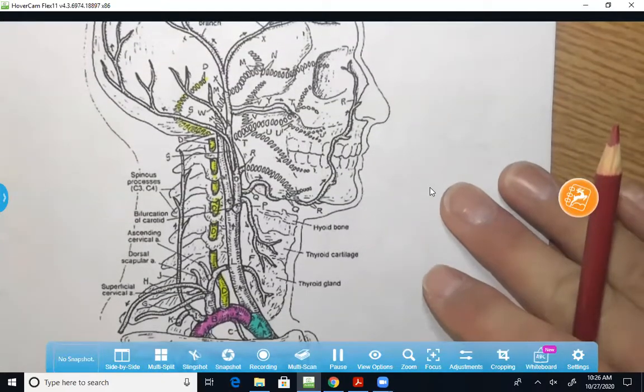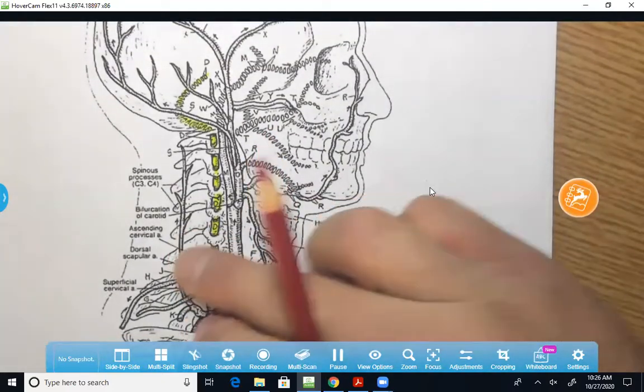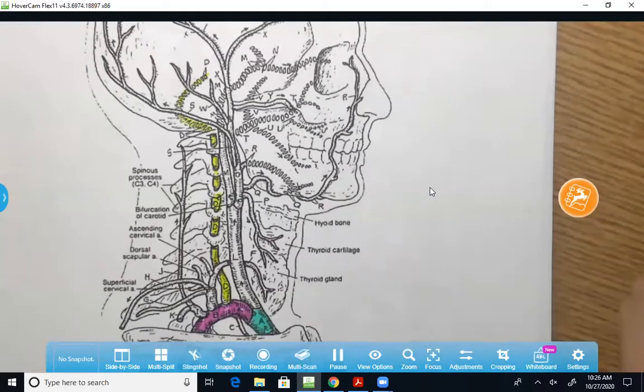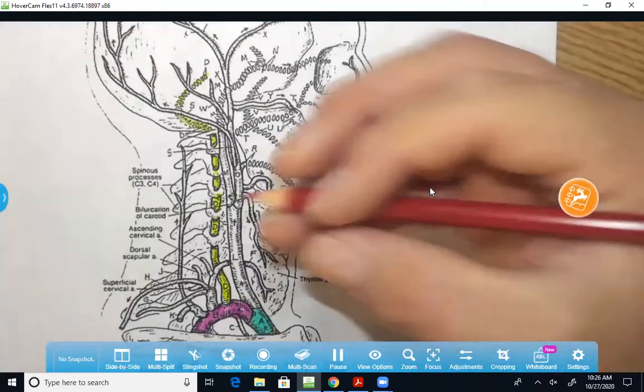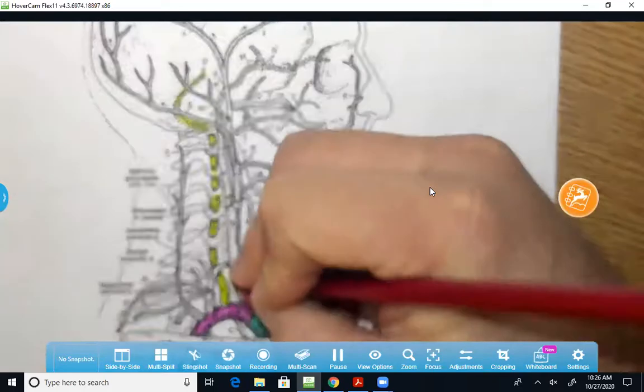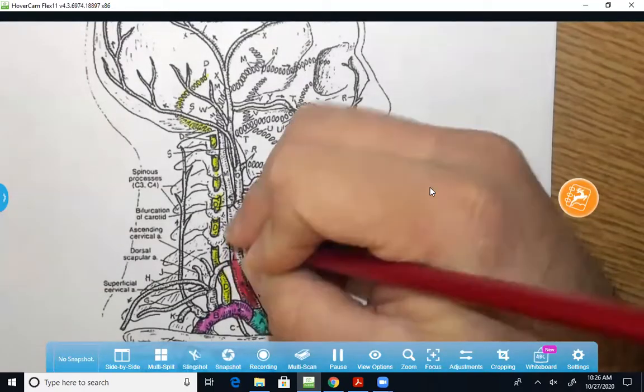Okay. Now, letter E, letter I, those other blood vessels there coming off of your subclavian, I'm not going to worry about you knowing. So I'm not making this too terribly awful, I hope.